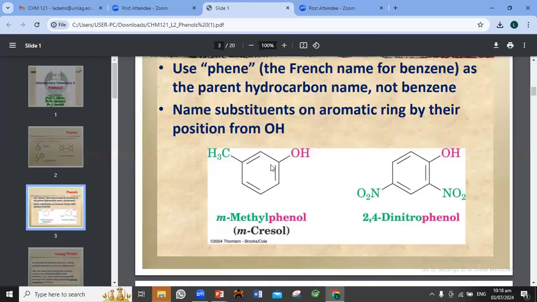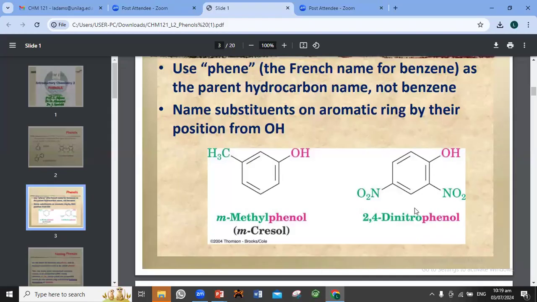In numbering, this is position 1, where you have the OH group. You number in the direction that will give the substituent the smallest number possible. So you number 1, 2, 3. You don't go the other way. If you number the other way, you go 1, 2, 3, 4, 5. When we have this kind of arrangement, this is usually the meta position. So methyl phenols are usually called cresol. It's just a common name.